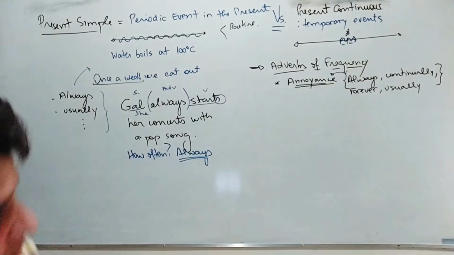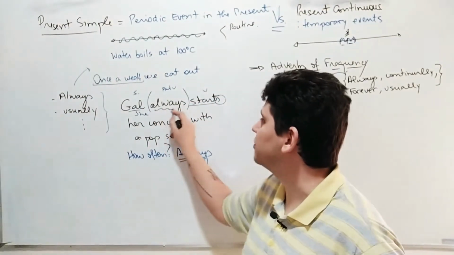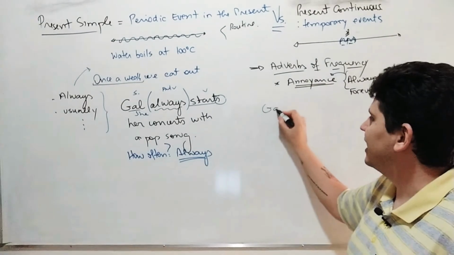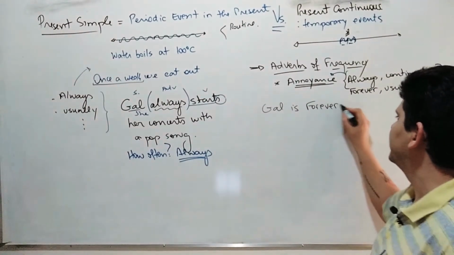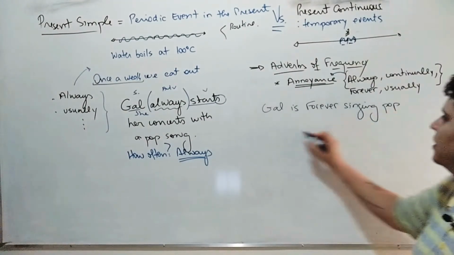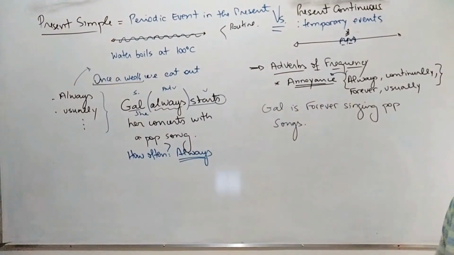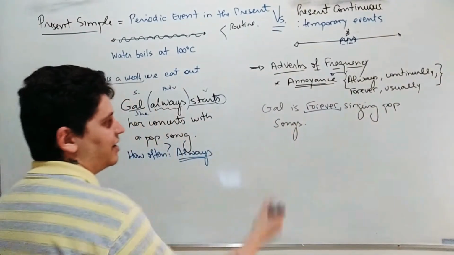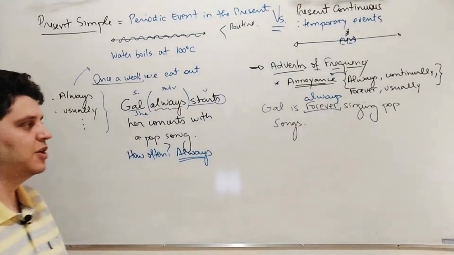But if I bring this sentence over here and I use it, I can use the same adverb but with a different verb tense with, for example, present continuous. I could say Gao is forever singing pop songs. Oh, Gao's forever singing pop songs. So in this case, I'm not very satisfied. I could even use always. Oh, Gao's always singing pop songs.